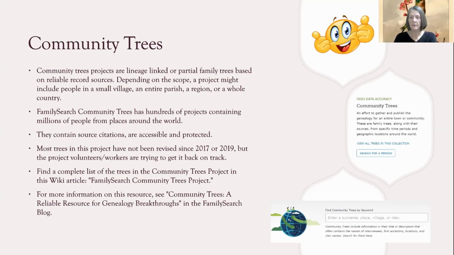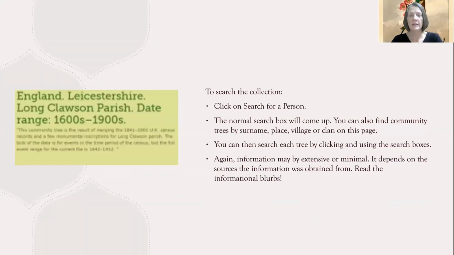And those are just examples on the side. The find community trees by keyword, that's just how it would look if you wanted to find that particular tree that you were looking for on the community trees project. This is just an example of what will come up if you search the collection for community trees. So I searched the collection of community trees for Leicestershire, and they did happen to have one. Not every place you look will have one, but if they do, it'll come up.